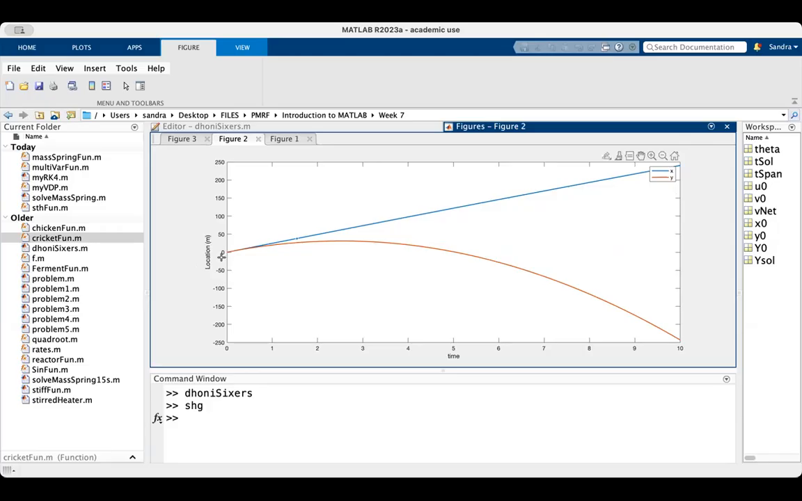Now my second plot is for the location, that is both x and y coordinates with respect to time. You can see my x keeps on increasing horizontally, and my y, let me see where it is hitting 0. It is somewhere close to 5.